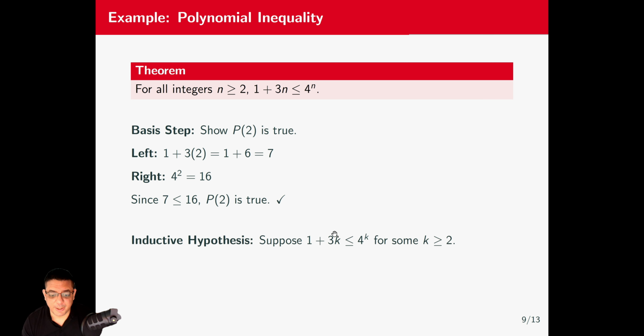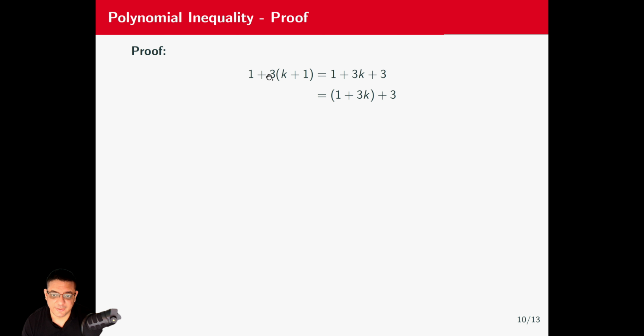Now, the inductive hypothesis, we have that 1 plus 3k is less than 4 to the k. And so our goal is to show that 1 plus 3(k plus 1) is less than 4 to the k plus 1. This here is equivalent to 4 plus 3k less than 4 to the k plus 1. The idea is the same as we just did.